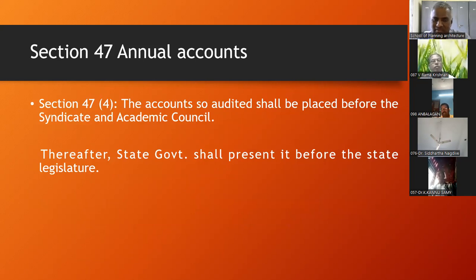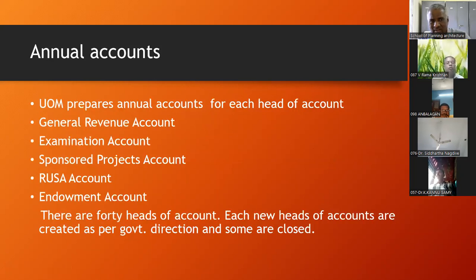The state government will present the university accounts and budget before the state legislature. It means it's a part of the government expenditure. Therefore, approval has to be given by the state legislature for the university or colleges. Suppose you get an autonomous grant or a state government grant, you have to give the proposal and the utilization certificate to the government. And how are the annual accounts of the universities prepared?